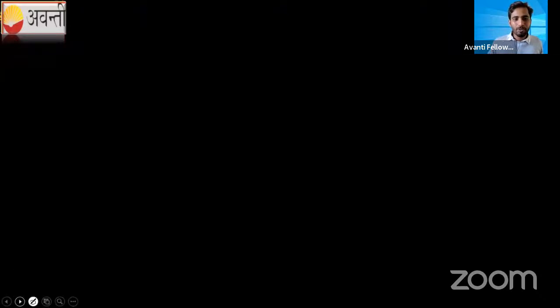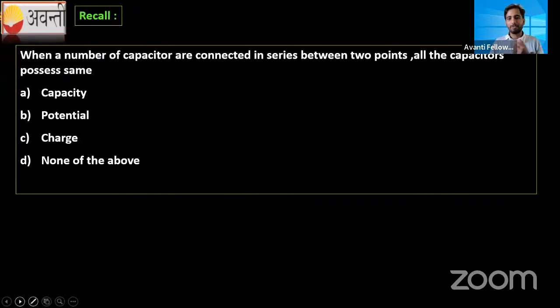If you don't have a doubt, I have a simple question. Please go through this question and tell me which is the correct option. When a number of capacitors are connected in series between two points, all the capacitors possess the same.